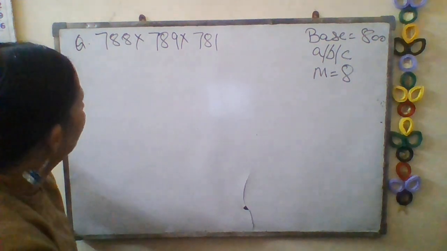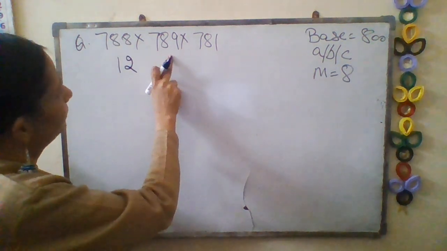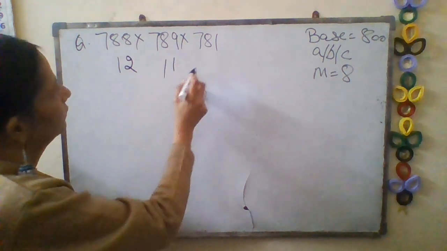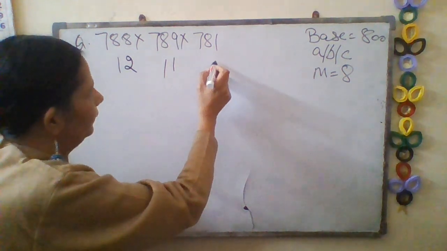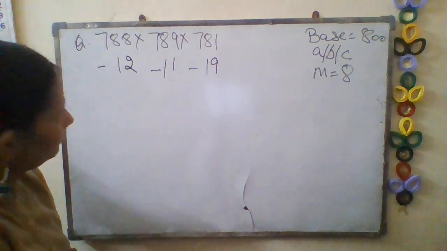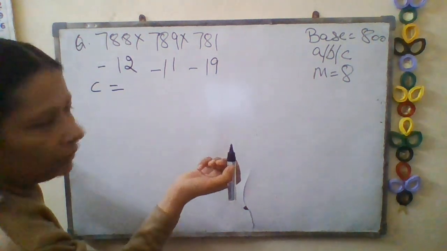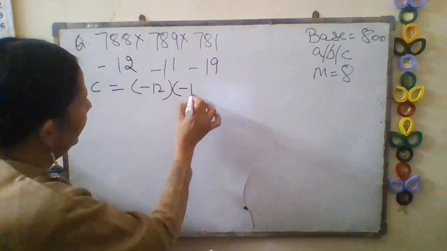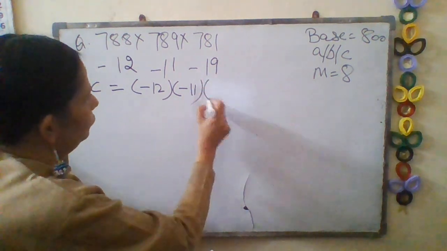So what will you get here? If you subtract 789 from 800, you will get this. If you subtract 781 from 800, you will get this. Okay, see, this is in minus. Now you know how you will find the value of C. To find the value of C, you will multiply all these differences. Okay, minus 12 into minus 11 into minus 19.